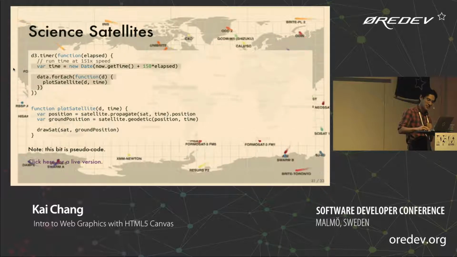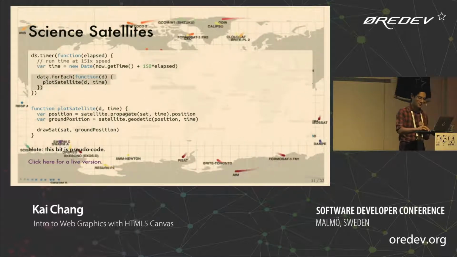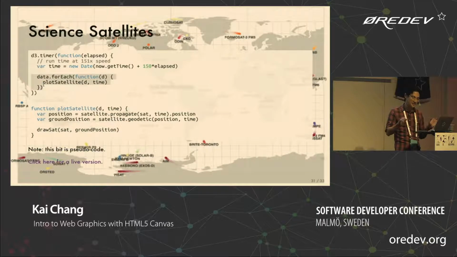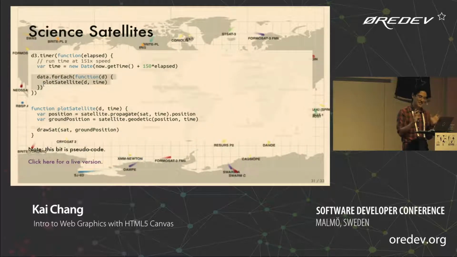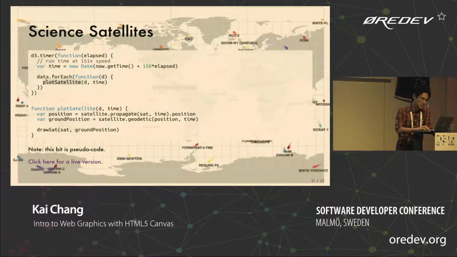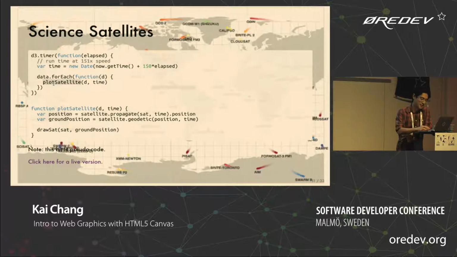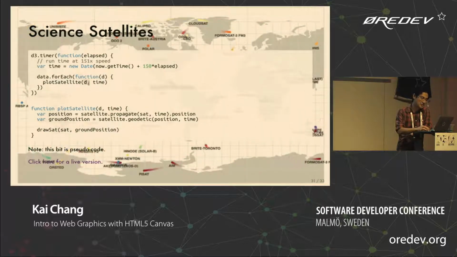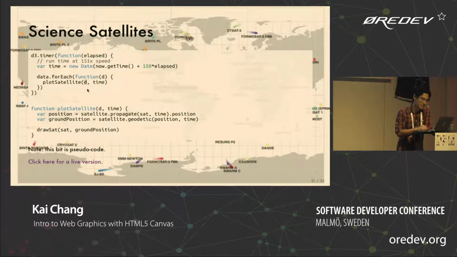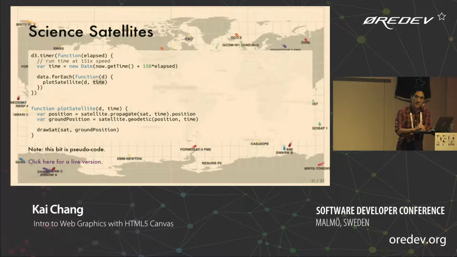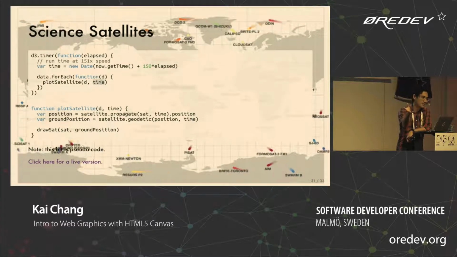And then for each data element, which this is kind of pseudocode. There's actually quite a bit of code in this example, and I don't want to go through all of it, but this is the essence. For each data point, we're running a plot satellite function. And that function is a function of the orbital parameters of that data element and the time. It's the time you want to know where the satellite is in the future.